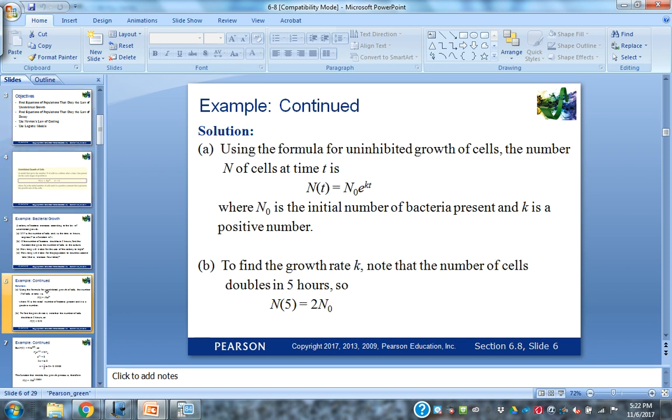Right, here we go. All right. Initial formula. N sub 0 is how many you got at the beginning. And e is always there. K is your growth rate. T is time. All right. So we need to find the growth rate for this. Okay. So we're N of 5 hours. 2 times, it doubles in 5 hours. So that's going to give us that 2 times N sub 0, okay, at 5 hours.